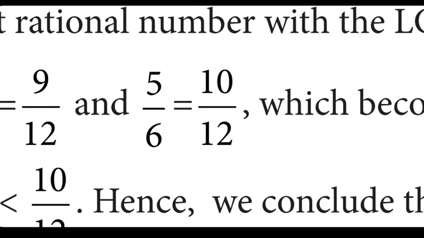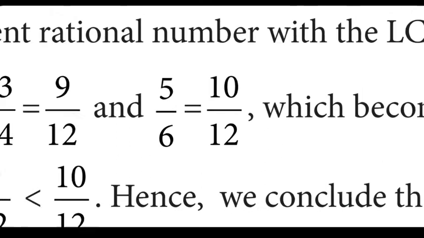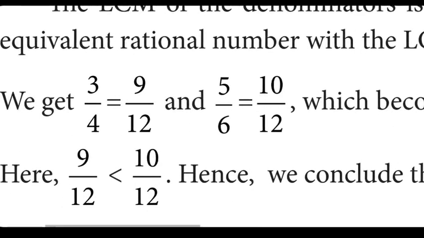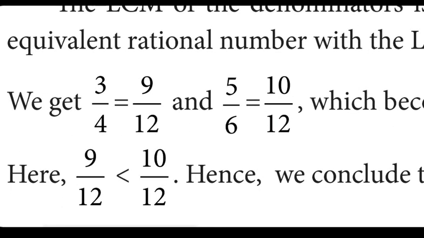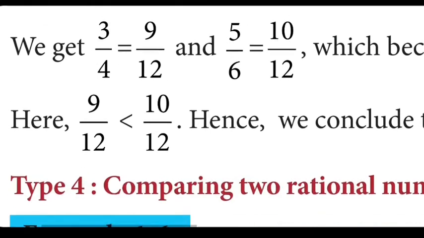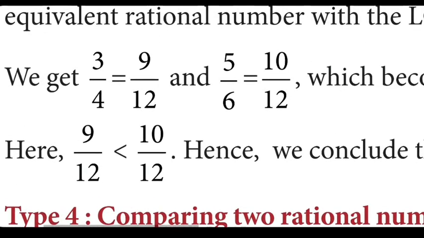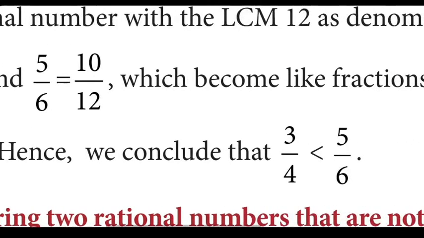Now we compare the numerators. Which is greater, 9 or 10? The bigger number is 10. Therefore 9 by 12 is less than 10 by 12. That is, 3 by 4 is less than 5 by 6.